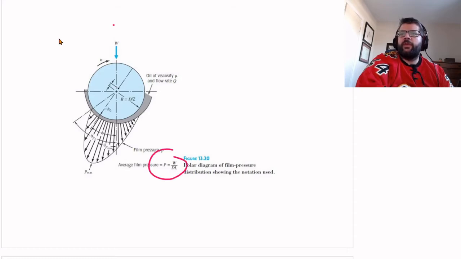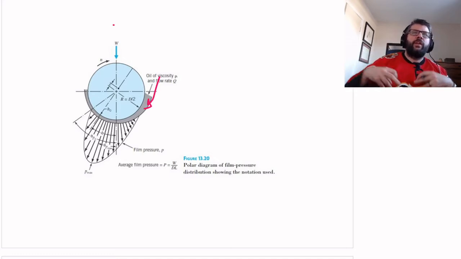So the average film pressure basically needs to be equal to the load divided by the projected area. So that's our average film pressure is equal to the bearing pressure, basically. The film pressure is obviously distributed at certain points. So it's going to start off small before that wedge starts to form. And then that wedge will start to form. It'll start squeezing stuff into the wedge, and the pressure will increase. It'll increase, and then eventually it's going to start to decrease.